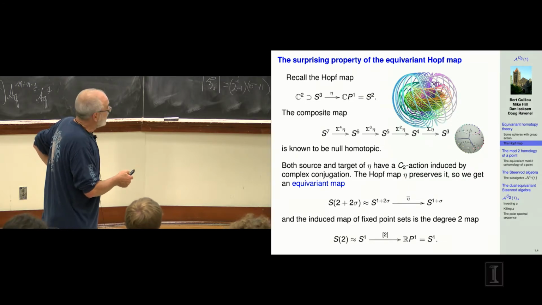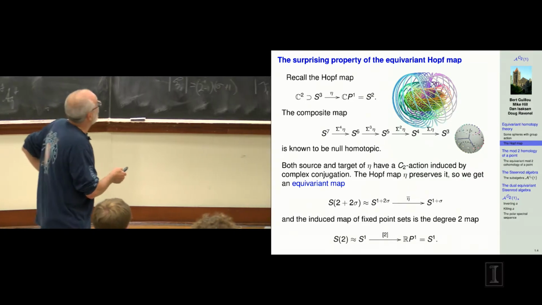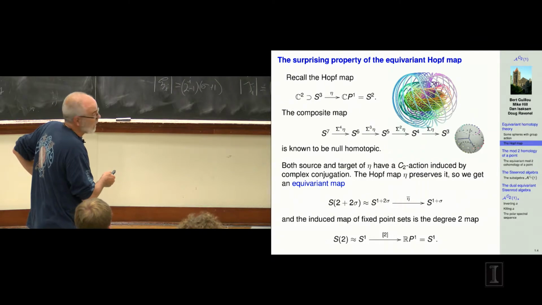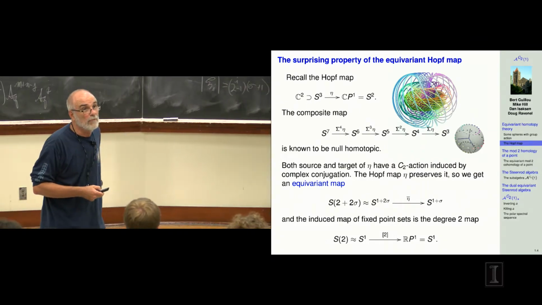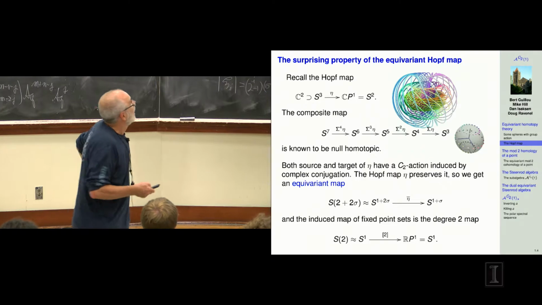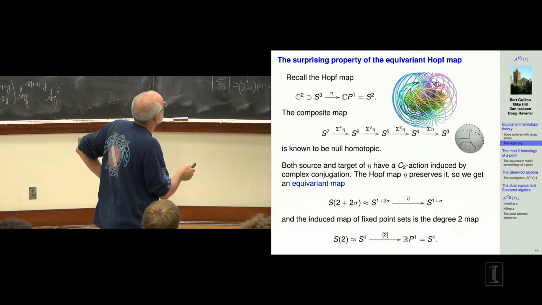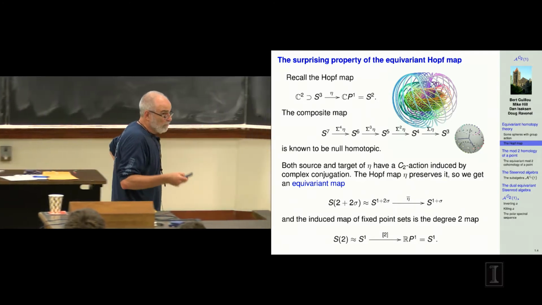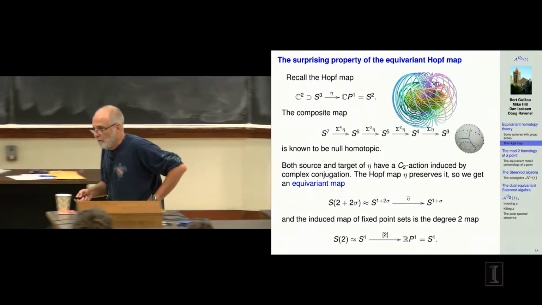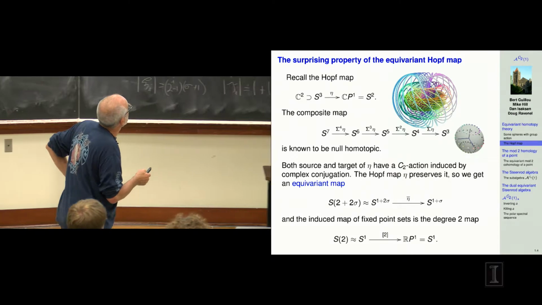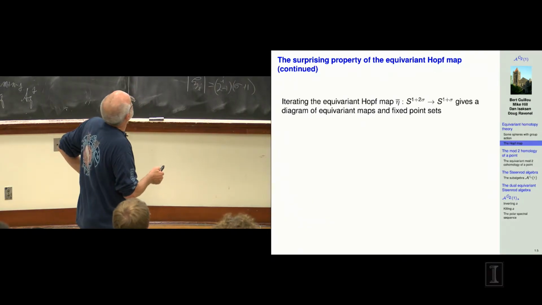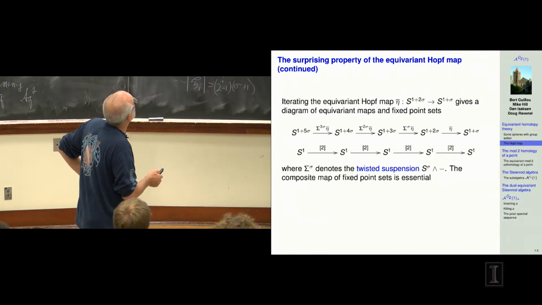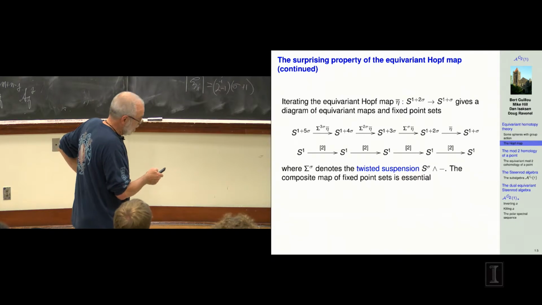Anyway, the key point here is that you can iterate this map until the cows come home, and it will never be null homotopic. That means it will never be equivariantly null homotopic. I think I say all that on the next slide. I left out the cows, but anyway, there you go.